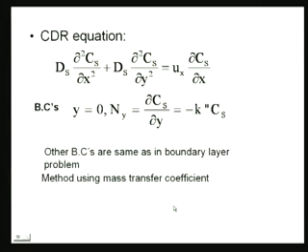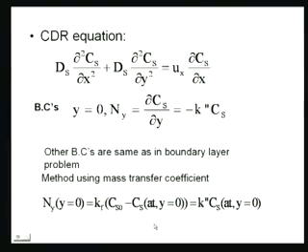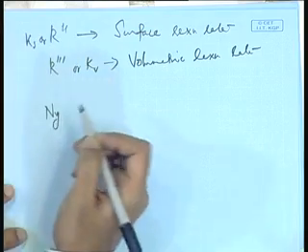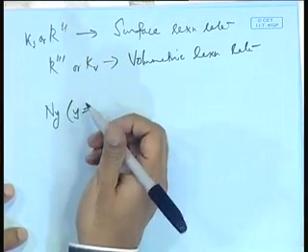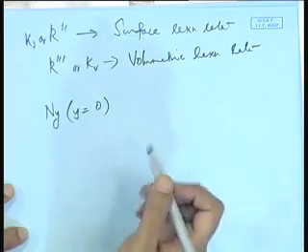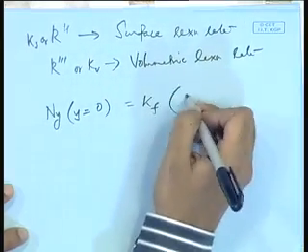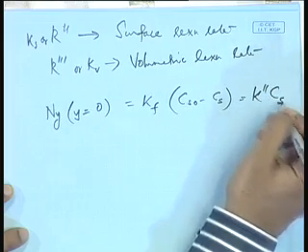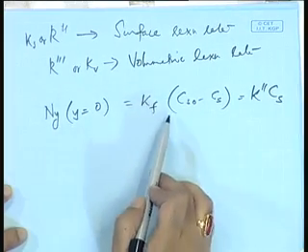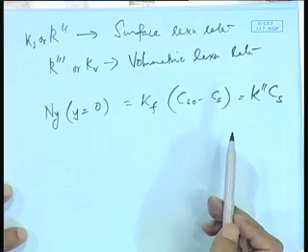The second method that we can use is a method using mass transfer coefficients, which is that you assume a mass transfer coefficient and the rate of mass transfer equals the rate of reaction. It's a very straightforward concept. So this is what you do here, it's on your screen. Ny at y equals 0 equals kf into cs naught minus cs equals k double prime into cs.